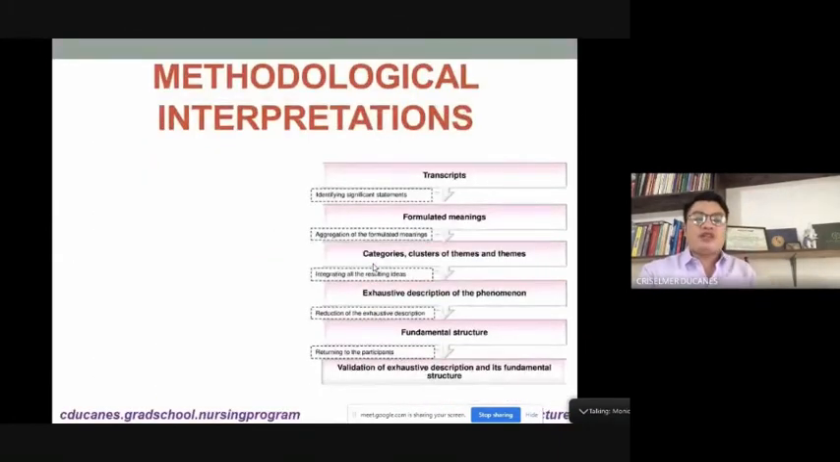So, we have here methodological interpretations. In phenomenology, there are a lot of methodologies or methods that you can use. First, the common method that you would use in phenomenology is the method of Colaizzi, in 1978. The method of Colaizzi has 7 procedural steps, shown in this picture.